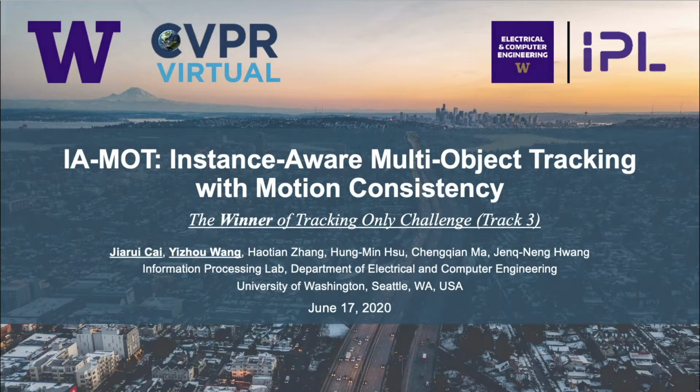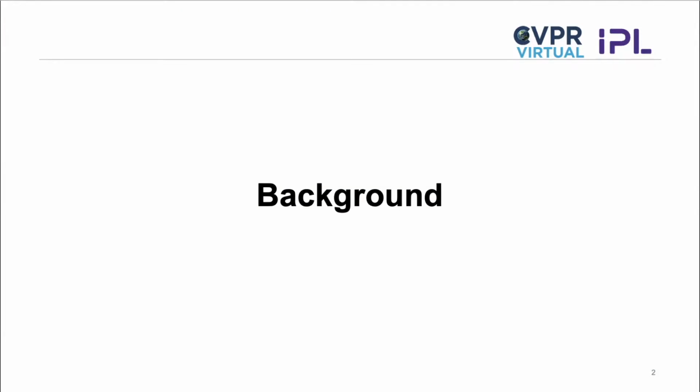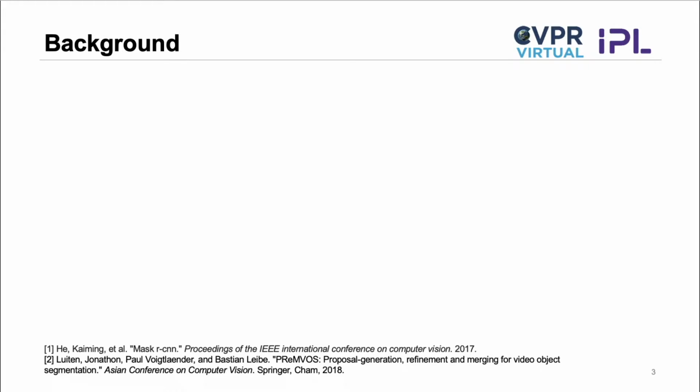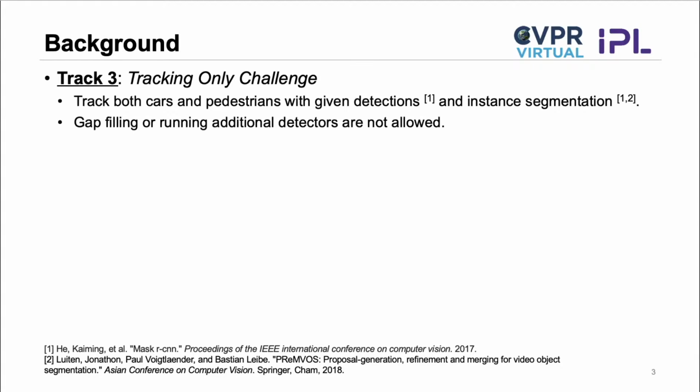First of all, I would like to give some background knowledge for this task. Track 3 in BMTT is a tracking-only challenge. It aims to track both cars and pedestrians with given detections and segmentations, and gap filling or running additional detectors are not allowed.